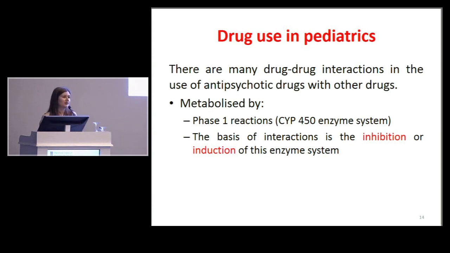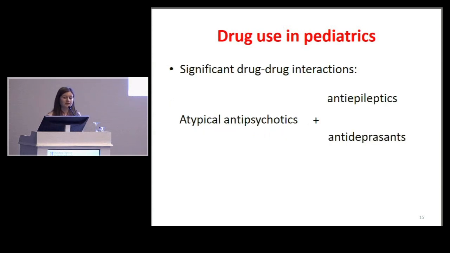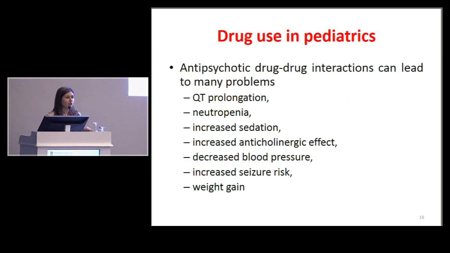They are metabolized by phase 1 reactions, and it happens through a metabolization pathway, and they might come as serious interactions, and this pathway is the CYP450 enzyme system, and the basis of interactions is the inhibition or induction. Atypical antipsychotics and anti-epileptics and anti-convulsive drugs interact the most.